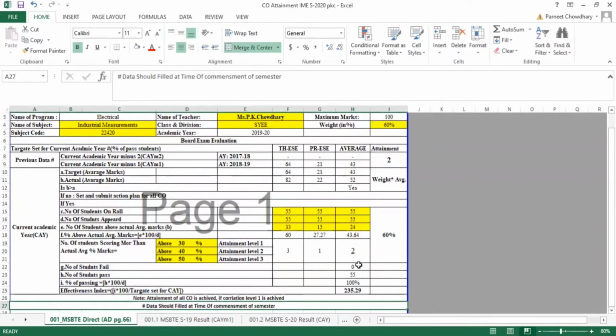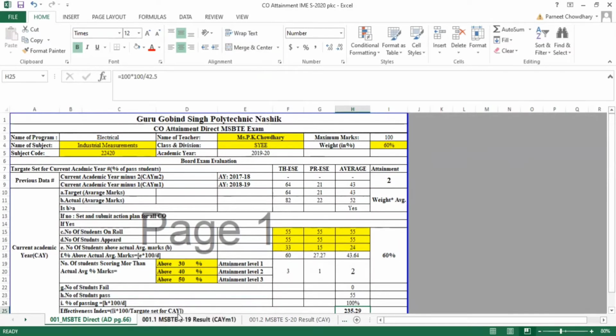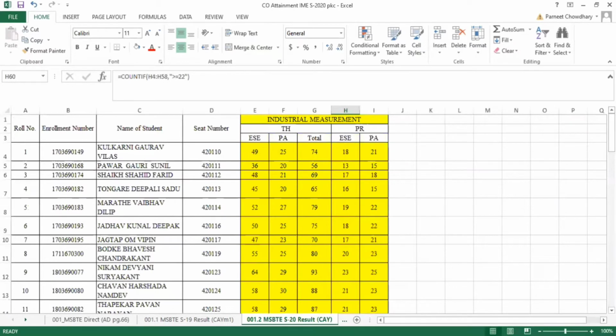Then the number of students failed, since nobody failed, I have put 0. Number of students passed 55, and then this is the percentage. Effectiveness index, the formula is entered over here. You just have to enter your percentage result and then you will get this value automatically. So this is regarding the MSBT direct. So maximum changes in this sheet are required to be done only in backup. So you just have to edit this backup sheet. You will get this value of MSBT direct.